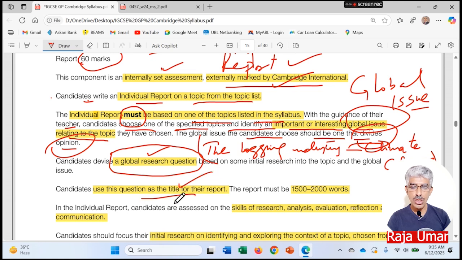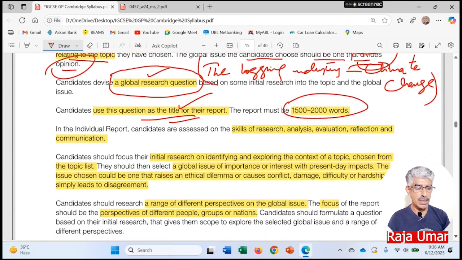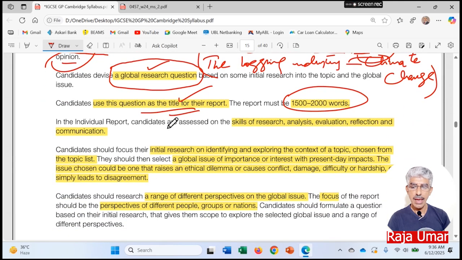Candidates use this question as the title of the report. So it means that the question should be mentioned over there right at the top of your individual report, and the report must be of 1500 to 2000 words. In the individual report, candidates are assessed on what you are supposed to portray over there in your individual report, so that you can be assessed well and you can be awarded a better grade in your individual report.